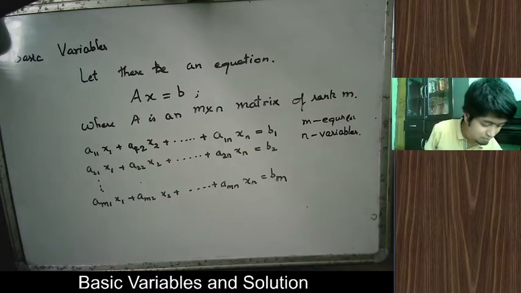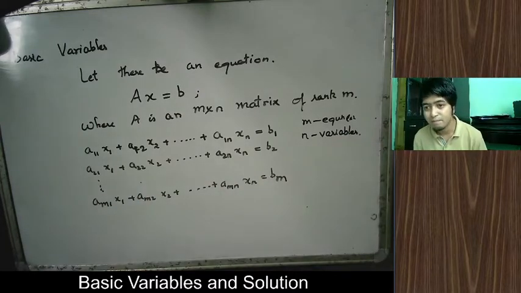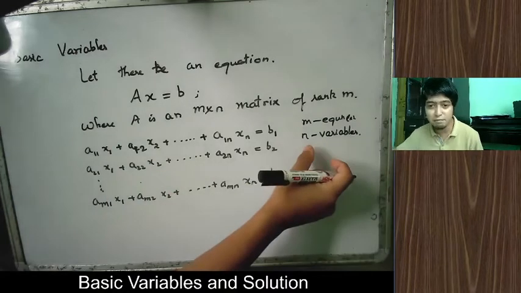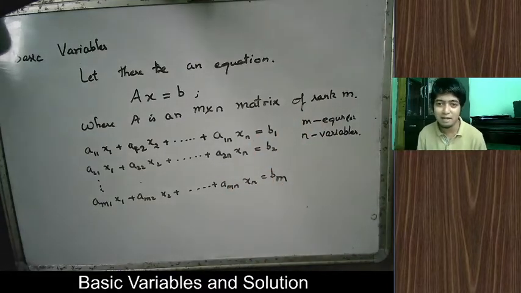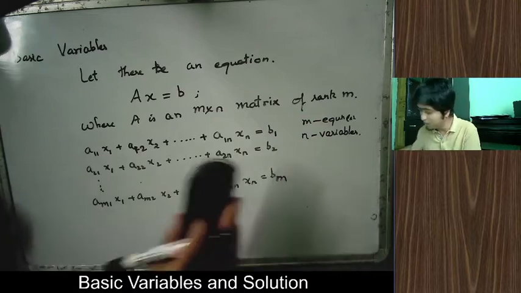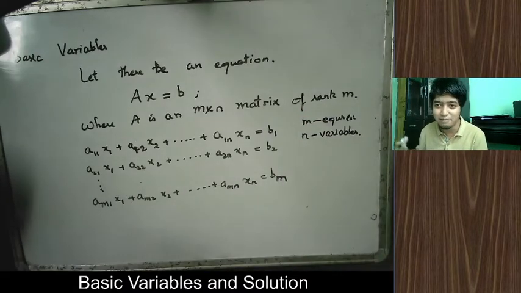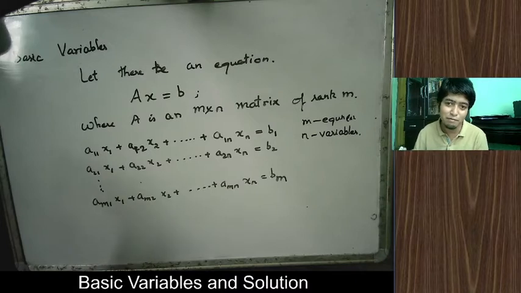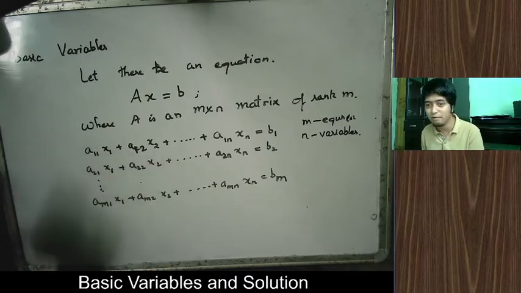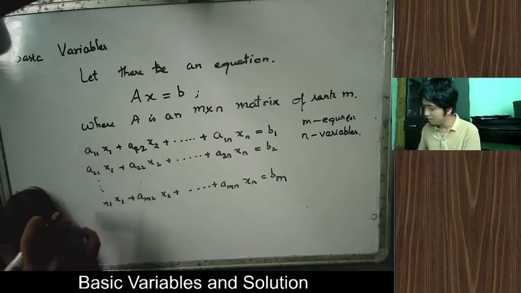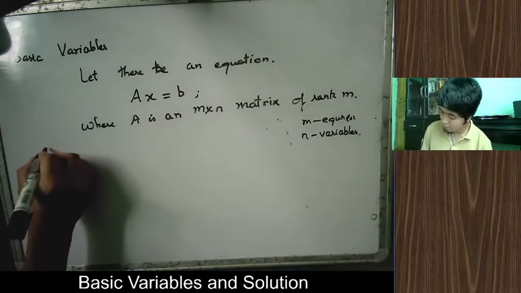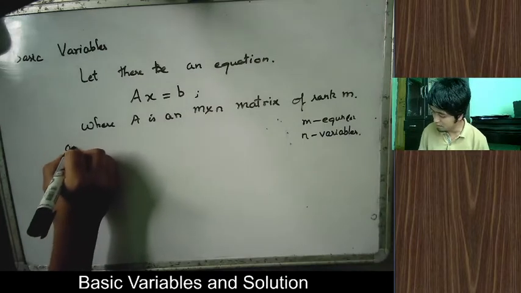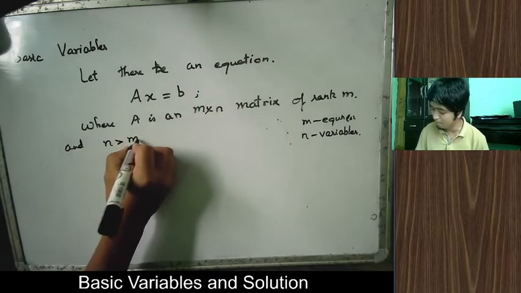So basically over here, there can be three cases: n is greater than m, n is equal to m, or m is greater than n. But over here it is better if we discuss the first case first, which is the number of variables is greater than the number of equations. So over here, n is greater than m.